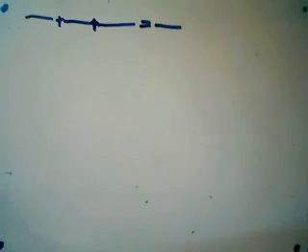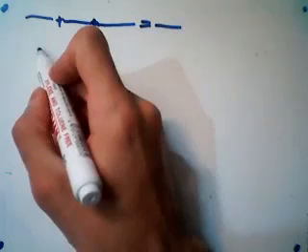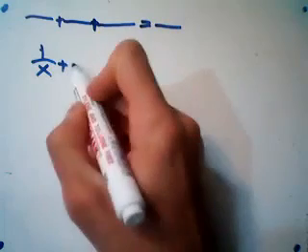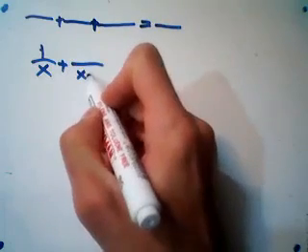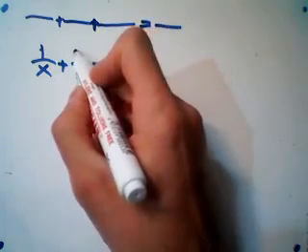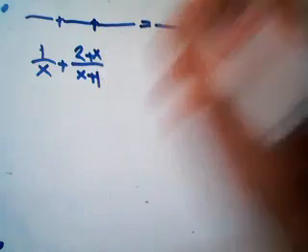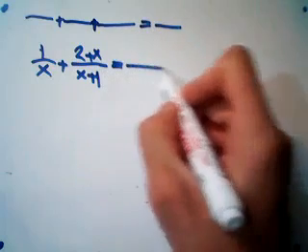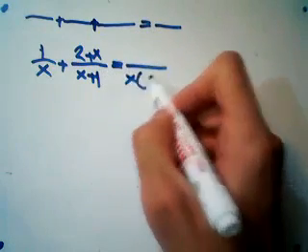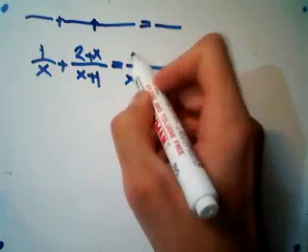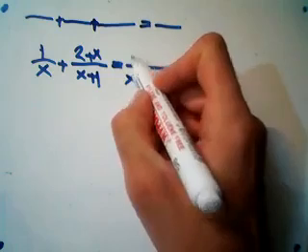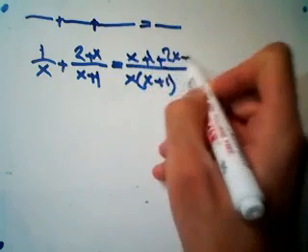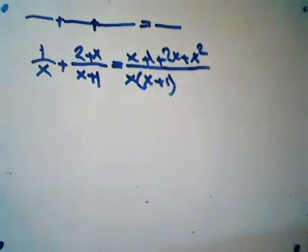For instance, let's say 1 over x plus x plus 1, 2 plus x. Equals to x times x plus 1, x plus 1 plus 2x plus x squared.